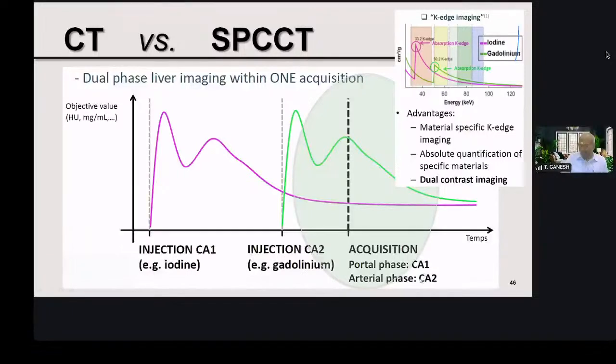So, contrast agent 2 is at the arterial phase, contrast agent 1 is at the portal phase. You do one imaging, and by carefully setting your thresholds, the energy bins, you set one around 33 and you set one around 50.2, then you will be able to capture very nicely the gadolinium and also the iodine. So this is called material specific K-edge imaging, and dual contrast imaging, iodine and gadolinium.